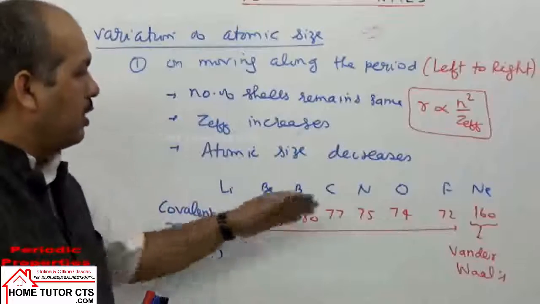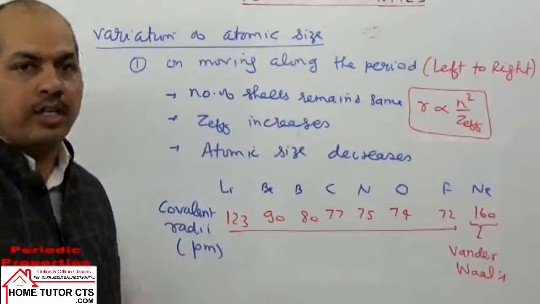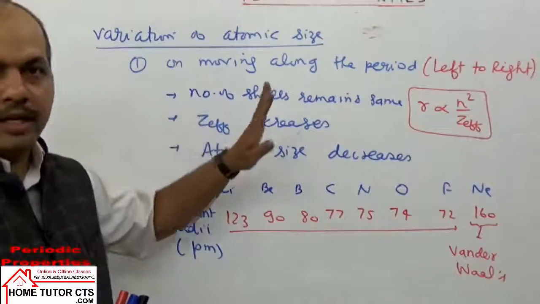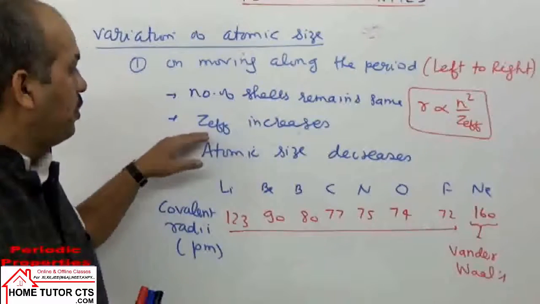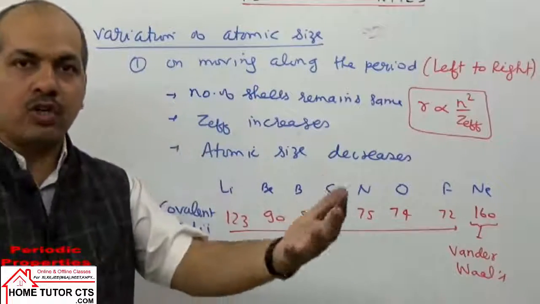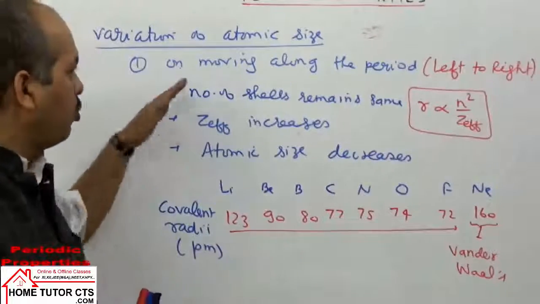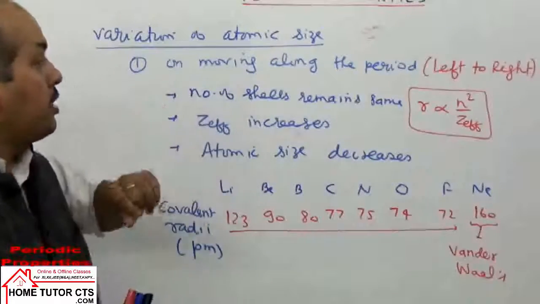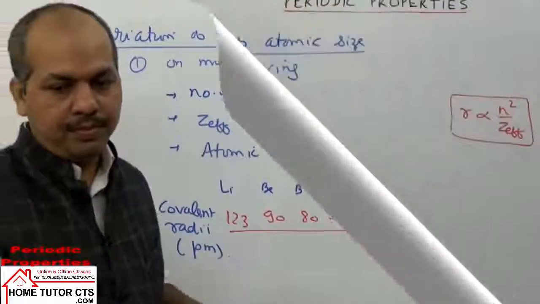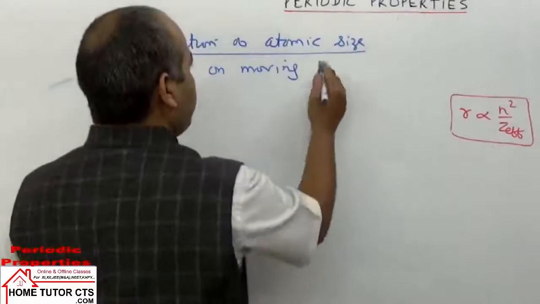So for elements taken here, on moving along the period, size of element tries to decrease. What is the reason? Shells remain the same, effective nuclear charge increases, attraction for outermost shell electron increases. More attraction means size of element tries to decrease on moving along the period. Now let us take on moving down the group. What happens?